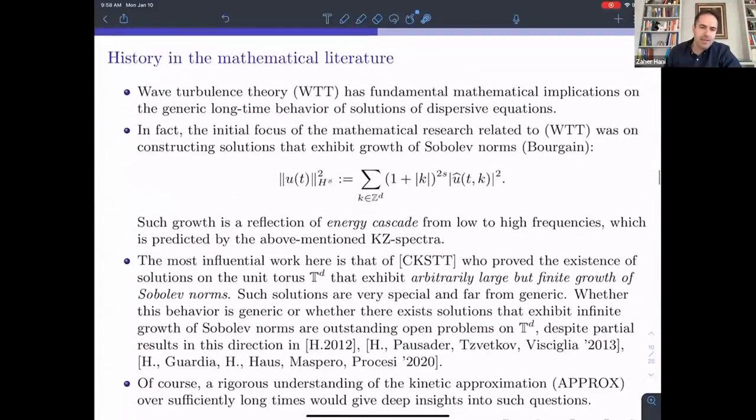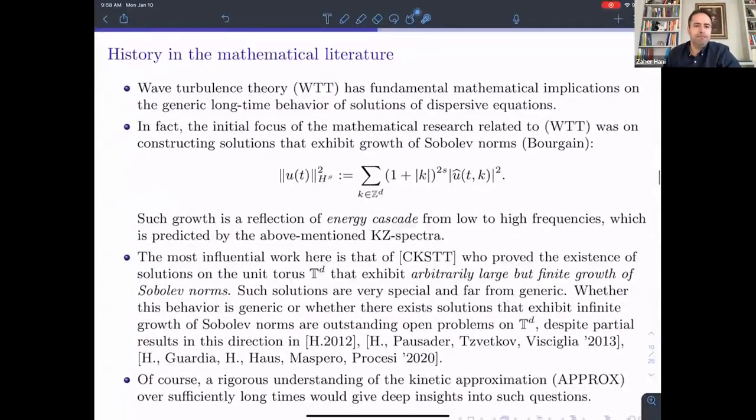Okay, so in the mathematical literature, the history of wave turbulence theory took somewhat of a distorted route, if you like. As you can see, this kinetic equation has fundamental mathematical implications on the long-time behavior of solutions of the dispersive equation. It's telling us information about the variance of the Fourier modes at later time and even the distribution of the Fourier modes at later time. This is a very rich set of information.